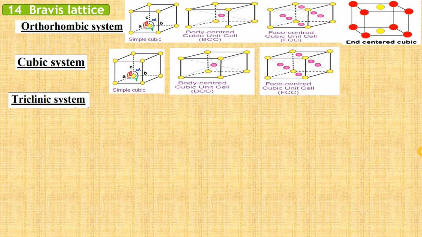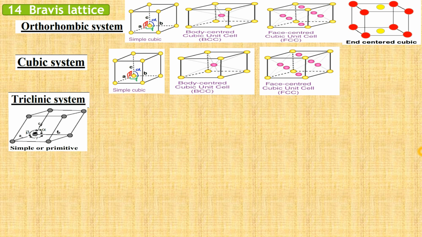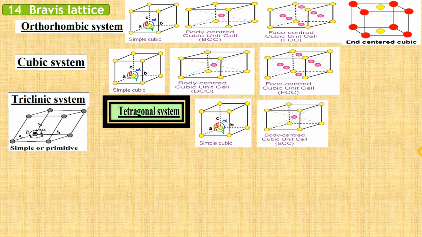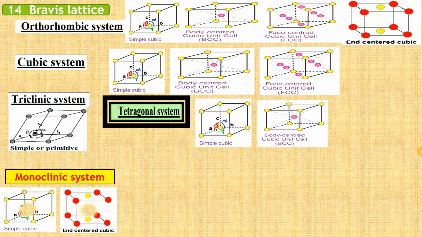Next one is triclinic. In triclinic there is only one, that is the simple primitive unit cell. Another is the tetragonal system. In this system there are 2 types. You can remember it like that: 4 by half is 2. So there are two unit cells, simple and body centered. In monoclinic there are also two. You can remember it like that: one and one is two. So there are two unit cells, that is simple and end centered.